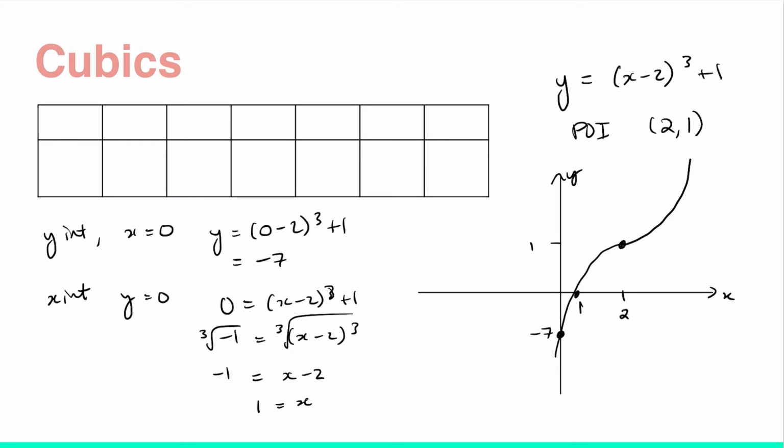So that's just an example of how you sketch a cubic. That's all the cubics that you need to know at the moment. You don't need to know it in expanded form, but as long as it's in this particular form with your h and k, which is your point of inflection form, then you will be able to sketch the cubic.